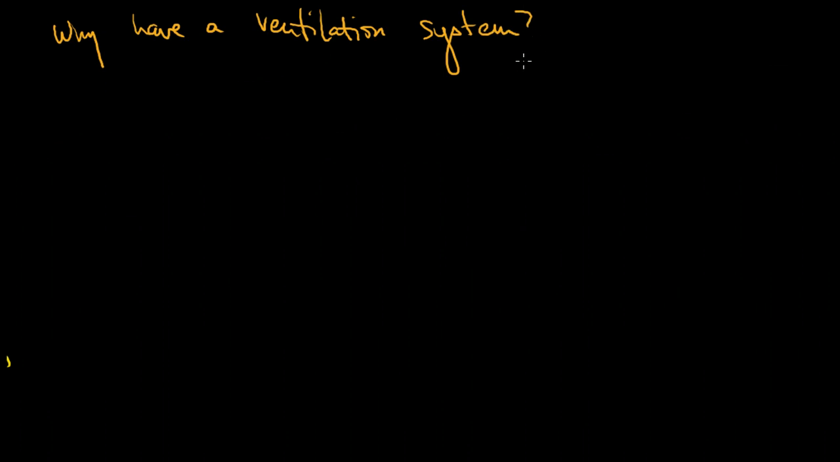So let's just continue. So why have a ventilation system? And that system, what we're talking about, are the things in the drawing for this section. And the first reason here is to maintain a concentration gradient.